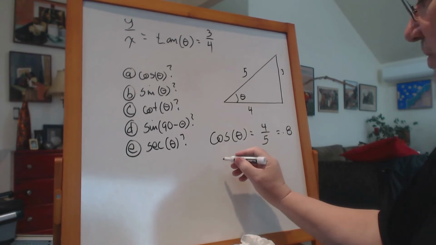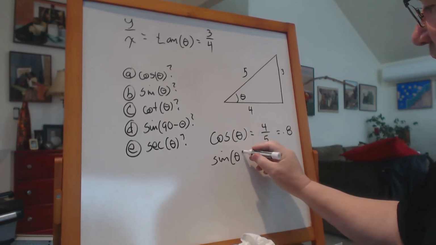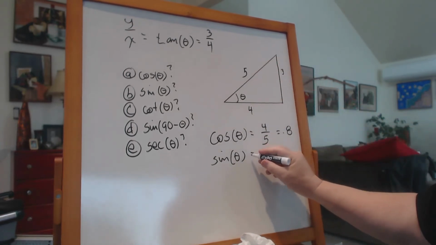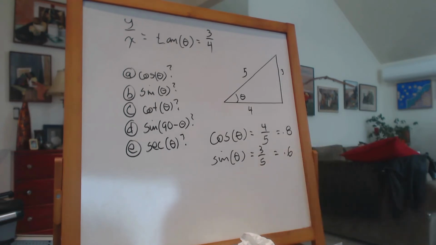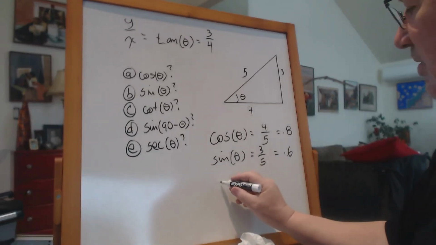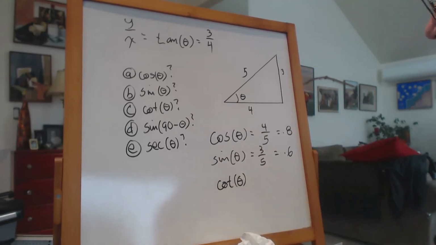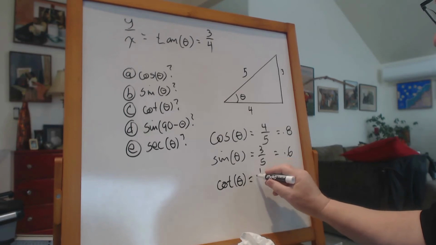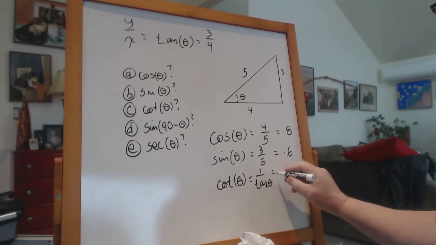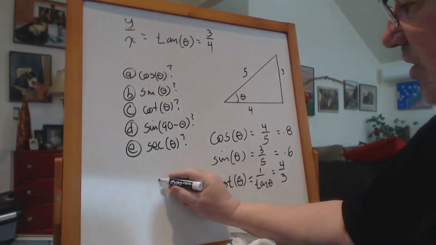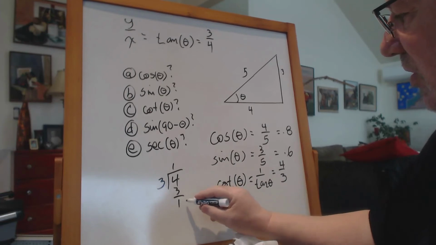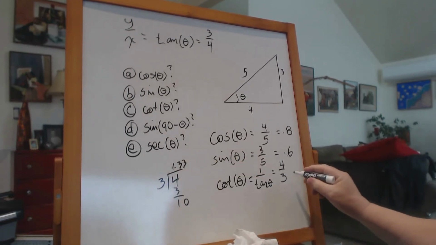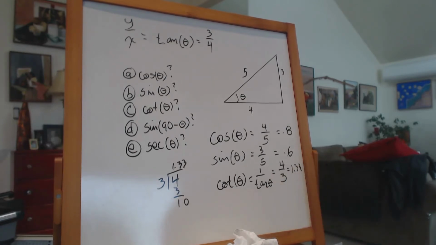What is the sine of theta? Well, the sine of theta is opposite over the hypotenuse, so that's 3/5, and that's equal to 0.6. What is the cotangent of theta? Well, that's the inverse of tangent theta, so it's 1 over tangent theta, and that's equal to 4/3. It goes on 1.333 forever.